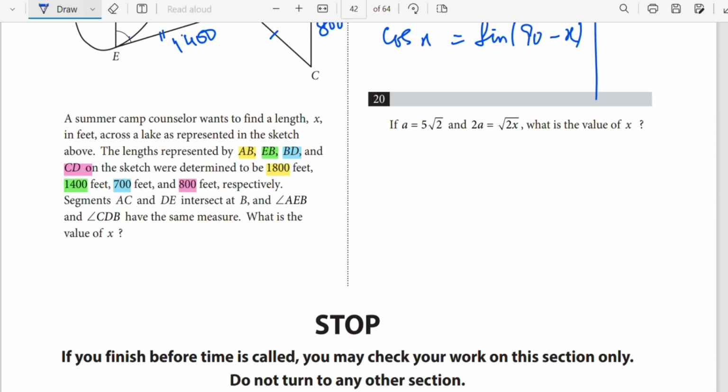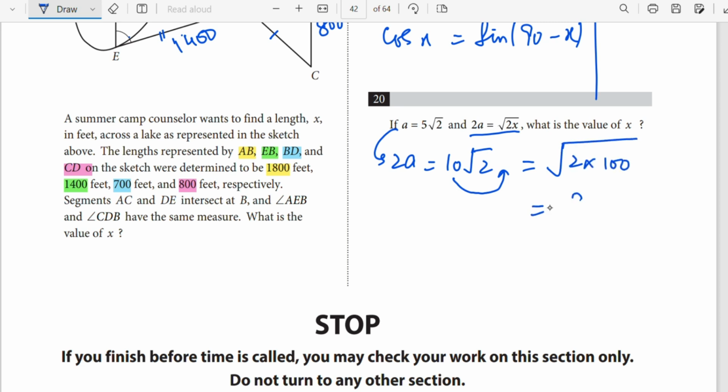Question number 20. There are a lot of ways to solve this question. So we want to calculate 2a. Multiply this value with 2. So 2a is equal to 10 times under root 2. We move this 10 inside the square root. So 2 times 100, that is equal to 2 times x. So comparing these two values, x is equal to 100.